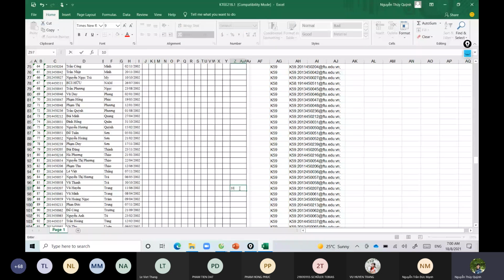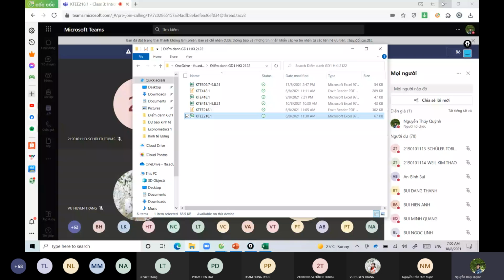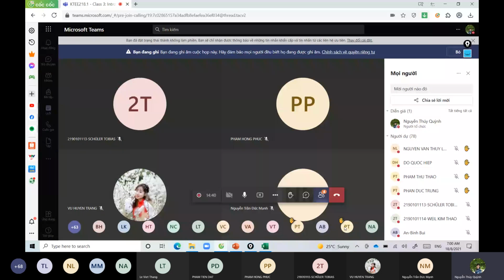Now, how about question B? Anyone? Okay, so I see this hand first. Phạm Thu Thảo. Yes. Okay, so can you help me to solve problem B? Oh, wait a minute.